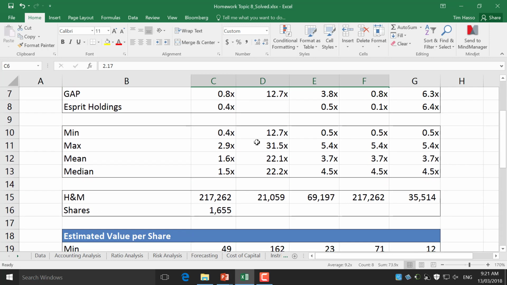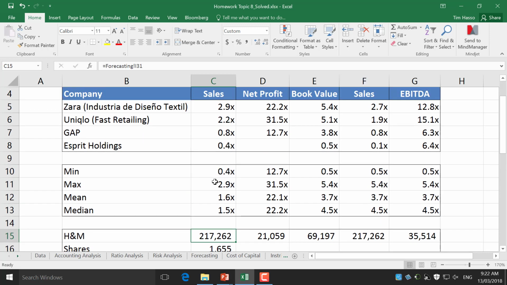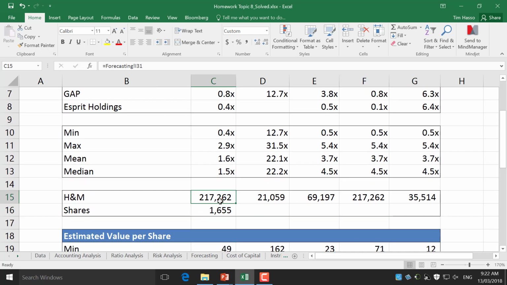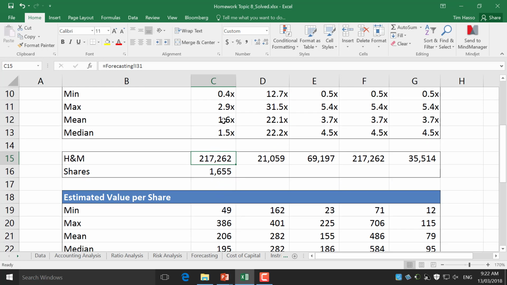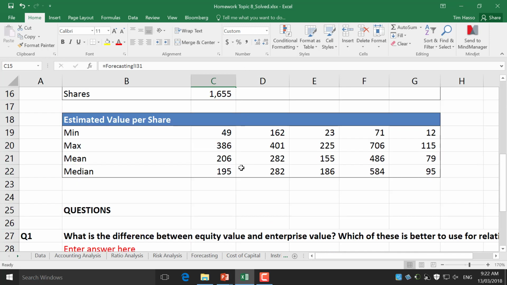So how this works is that you essentially will find a mean or a median multiple from your comparable firms, and then you multiply it by the values of your own business. So for example, for sales, H&M had about 217 billion Swedish kronor in sales. So a sales multiple would basically take the mean sales multiple, 1.6, multiplied by the sales of H&M, and you get an equity value. You then divide it by the number of shares to get to the share value, which is what you've done down here. So it's the multiple times the actual sales divided by the number of shares. And that's kind of how it works.